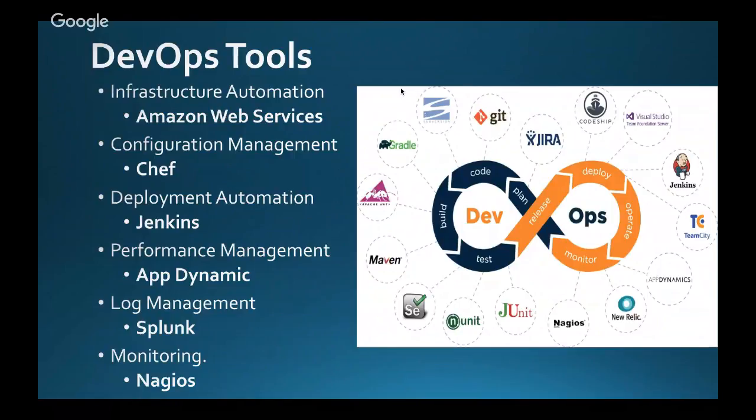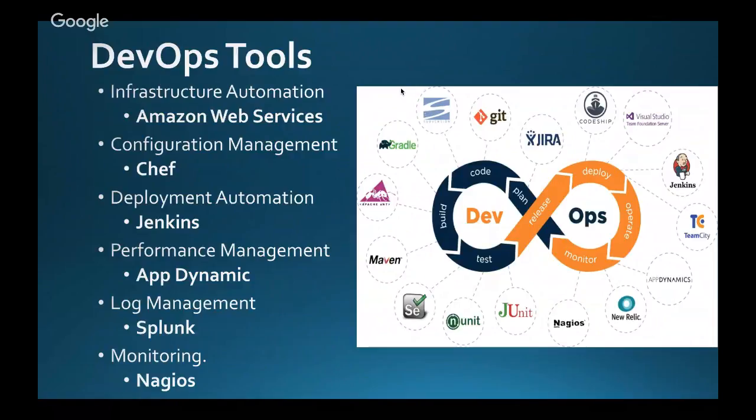If I have to divide the different DevOps tools, I'll divide them into six categories. The first category would be infrastructure automation, which would be something like AWS, Amazon Web Services. And then you have configuration management, an example is Chef. Then you have deployment automation, Jenkins, performance management, something like AppDynamics, log management, you may have Splunk, and monitoring using Nagios.